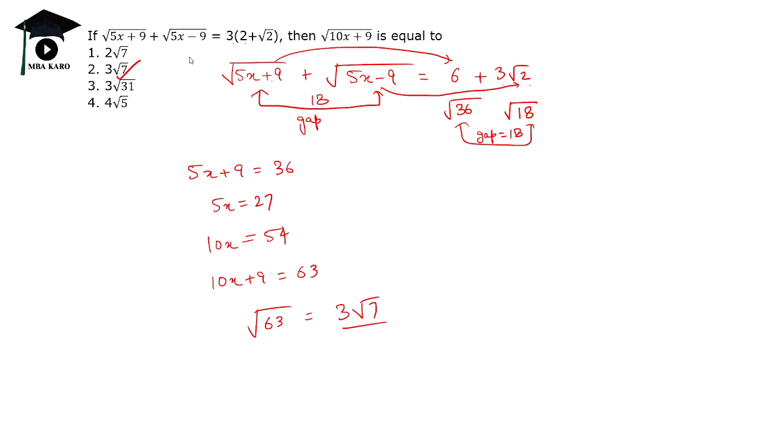So instead of expanding and then removing the variables, the better method is just to look at these terms. We notice that there is a gap of 18 in these two terms and a gap of 18 in these two terms as well, and hence we take the corresponding number, like 5x plus 9, equate it to 36 and hence find the value.